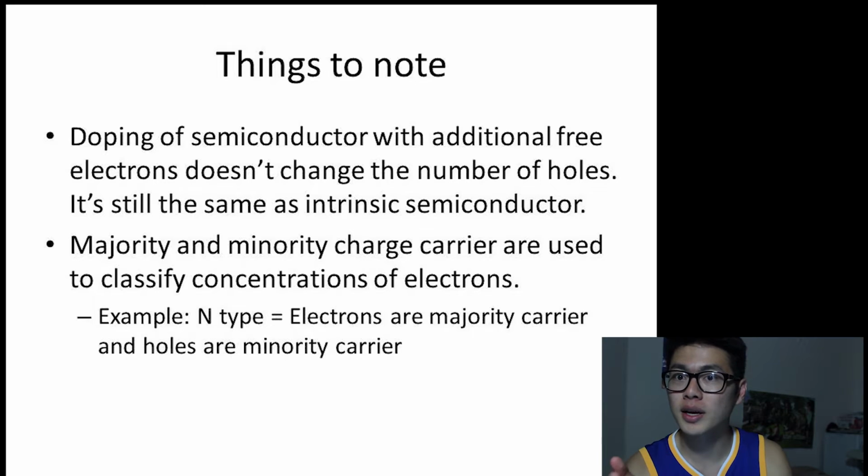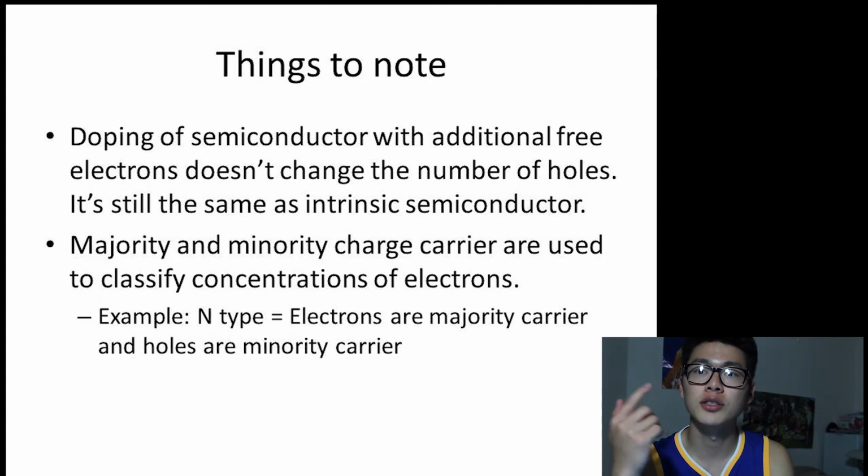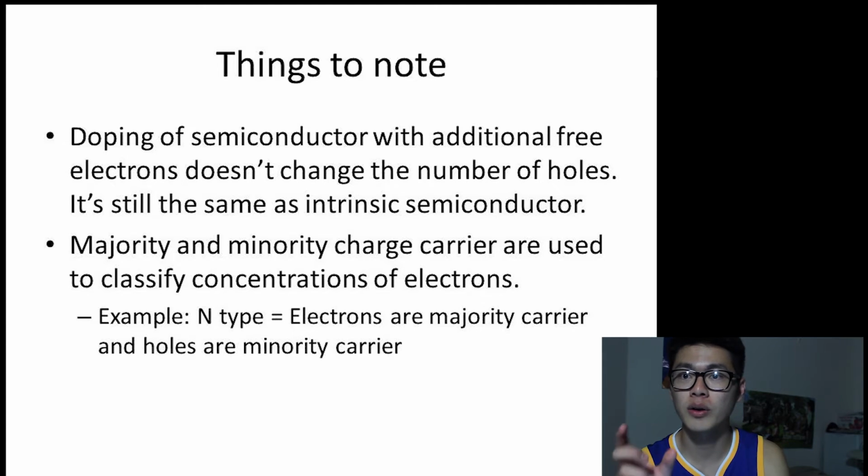Now, some things to note. The doping of the semiconductor with additional free electrons doesn't change the number of holes. So you add more free electrons, but the holes still stay the same. So the number of holes that you had while it was an intrinsic semiconductor due to the heat, that number will still stay the same.